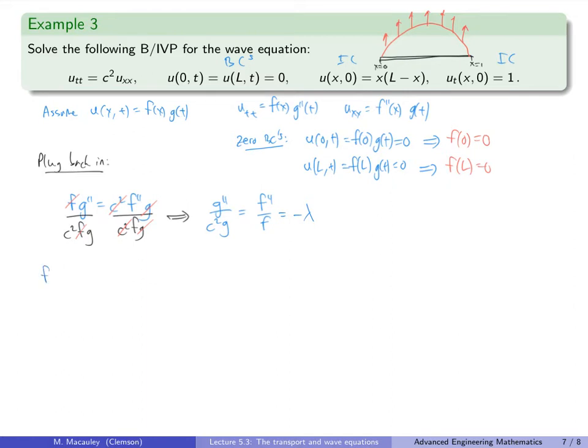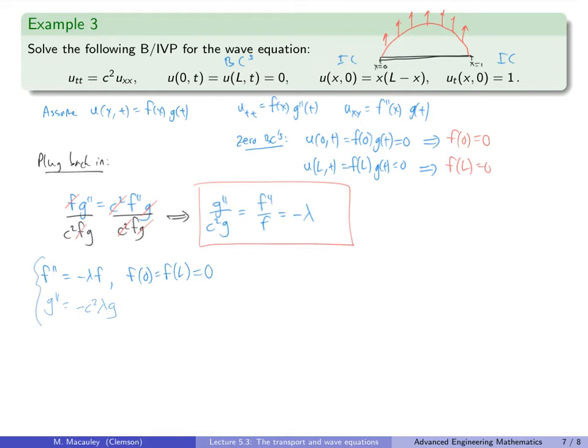Let's write these down. So we get f double prime. Let me box this. I'm going to leave a little bit of room because I'm going to write what the lambda is equal to. So f double prime equals negative lambda f. And now we have these two boundary conditions over here. So we have f of 0 equals f of L equals 0. And so this is a Sturm-Liouville equation. It's a boundary value problem. And now we have g double prime equals negative c squared lambda g.